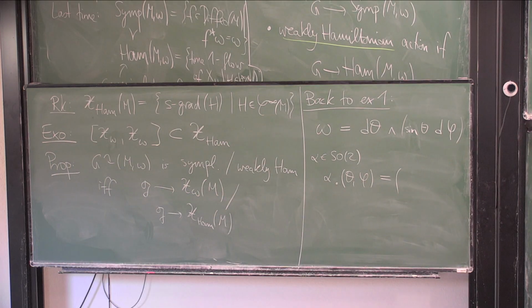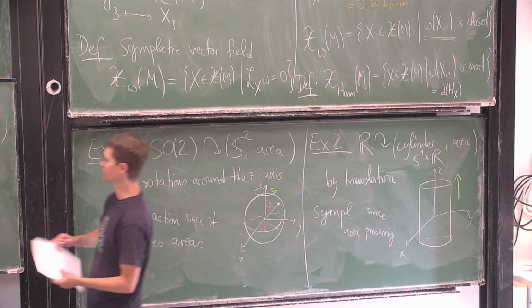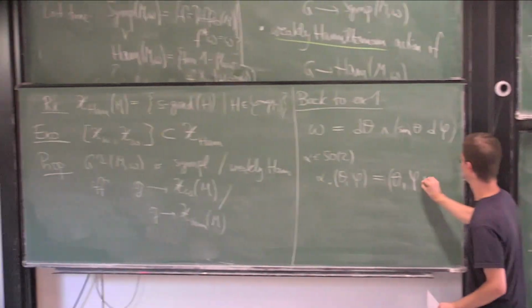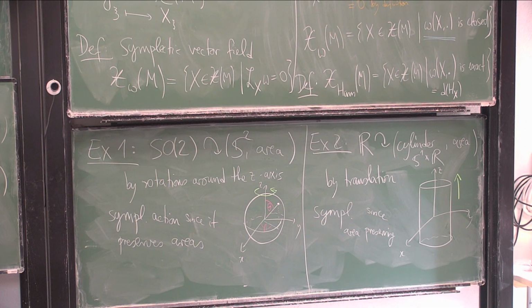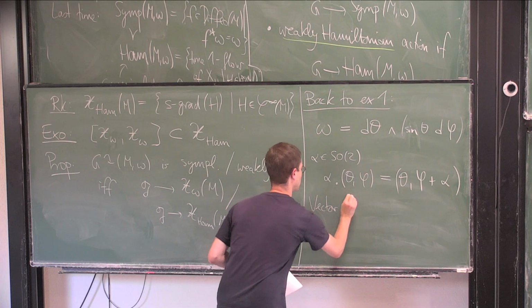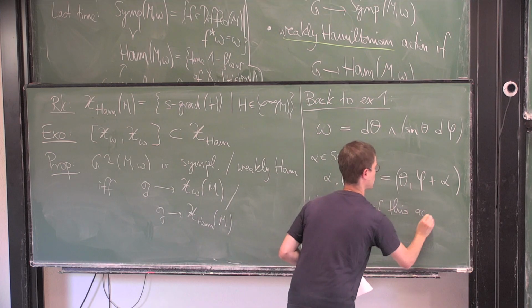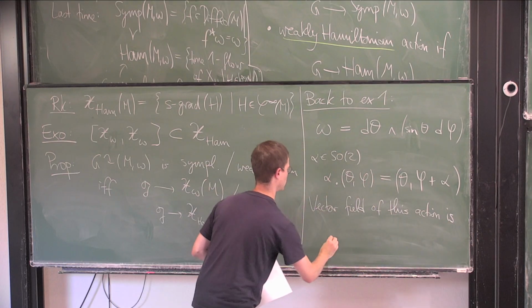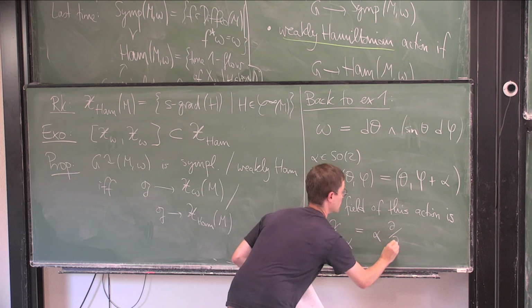So you take this point, you rotate it by alpha. How does, for example, theta change? Theta's constant, and phi, you just change this angle phi by alpha. Okay. So the associated vector field, so this action psi associated to an angle alpha, is alpha del phi.